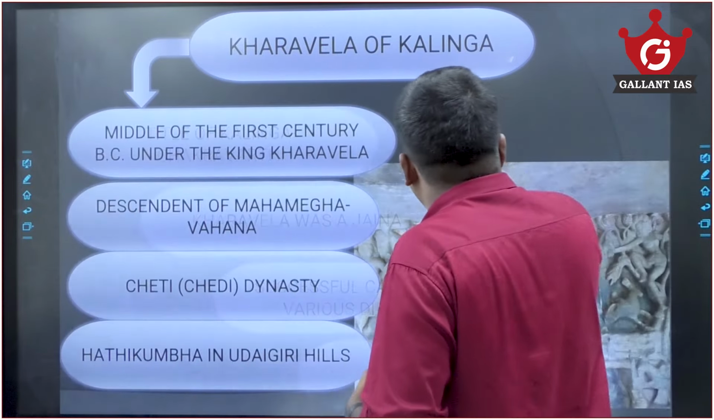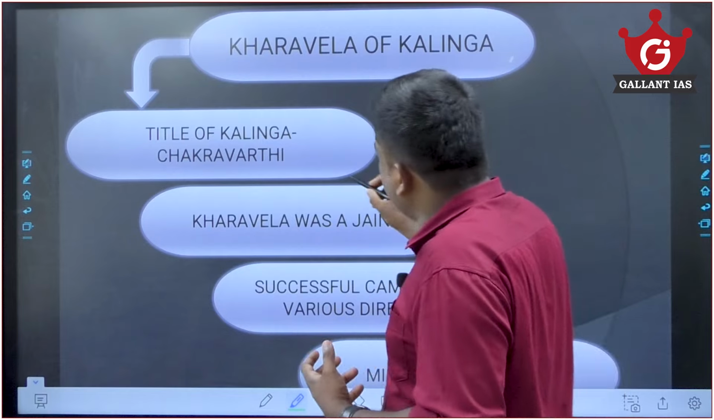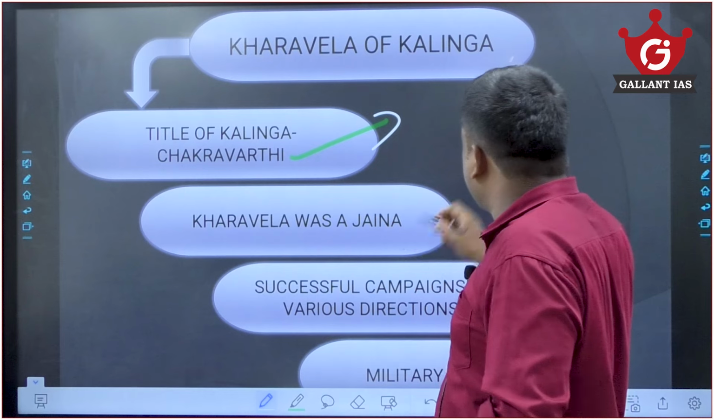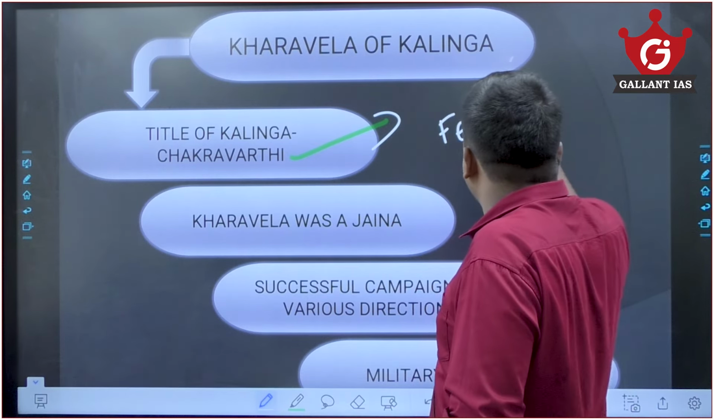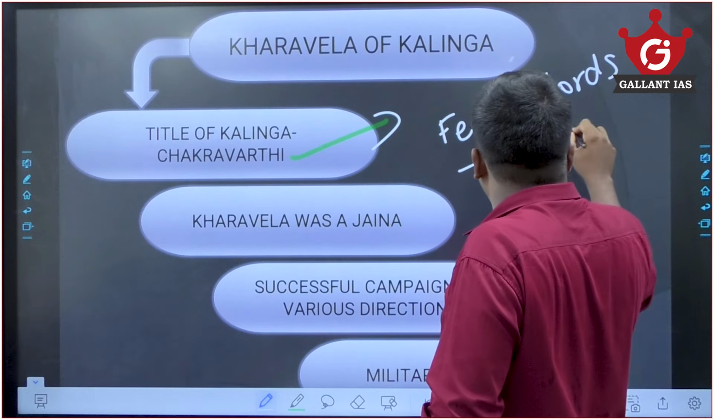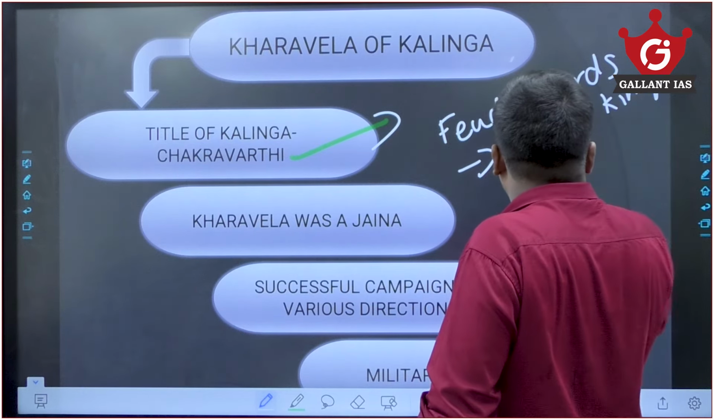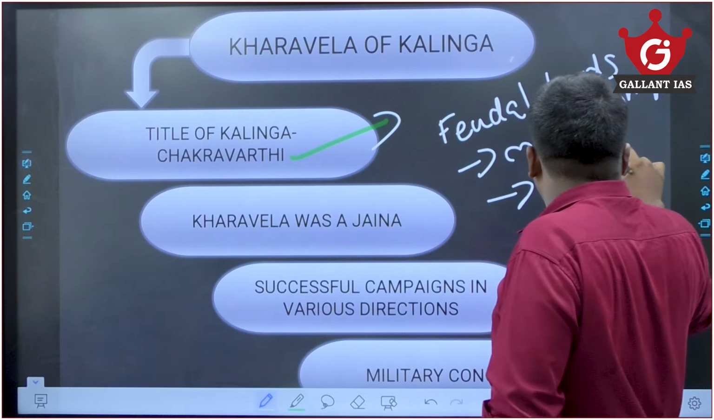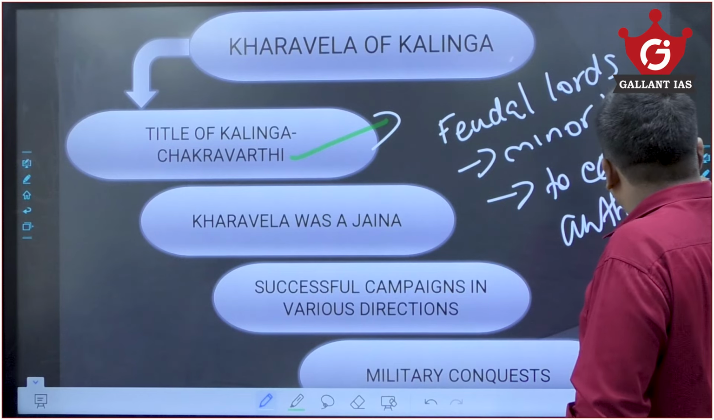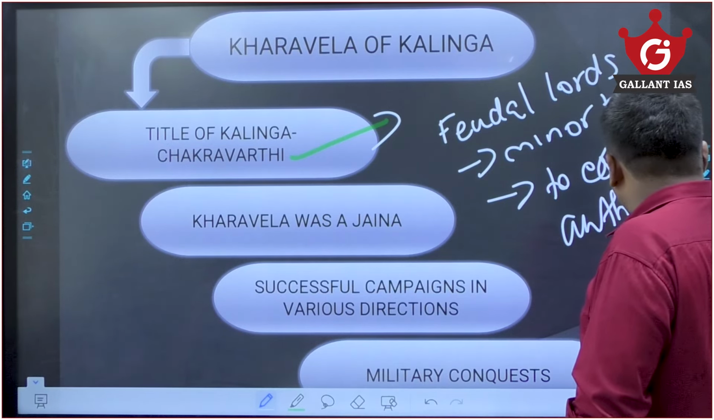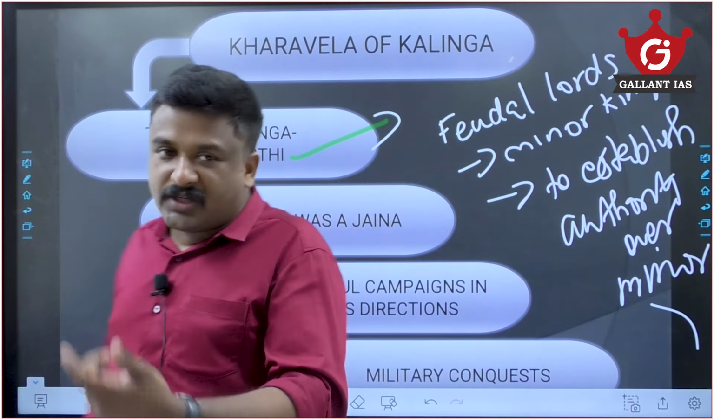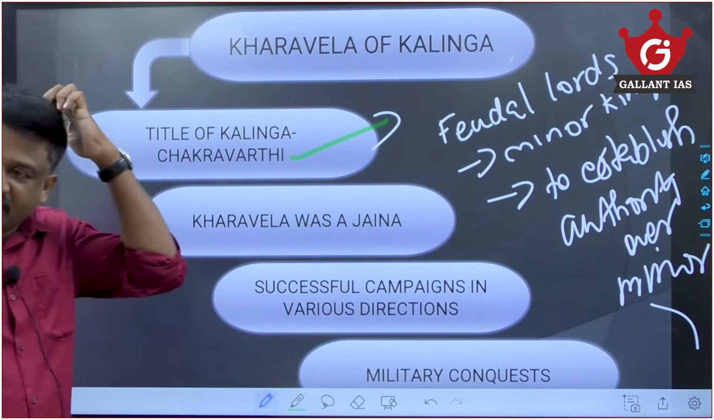So imagine that the Chakravarti title or the Rajadhiraja titles all indicate that maybe there existed feudal lords or these minor kings, and to establish authority over these minor kings, they adopted these titles like Rajadhiraja or Chakravarti, Maharaja, etc.